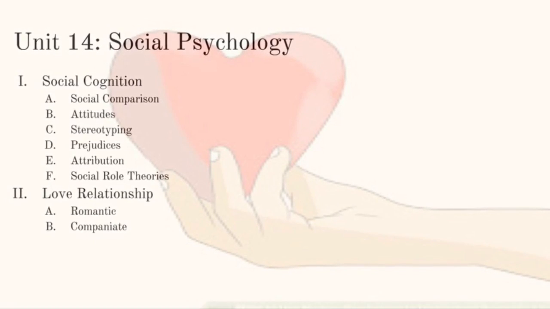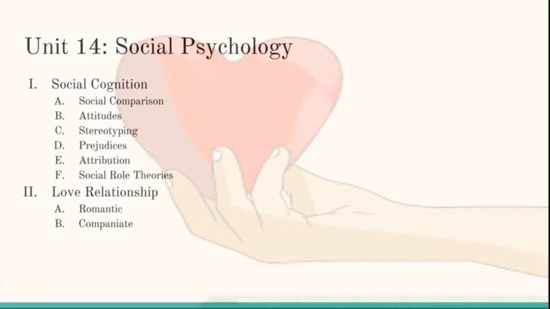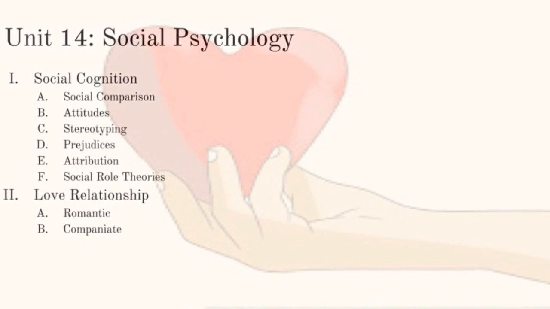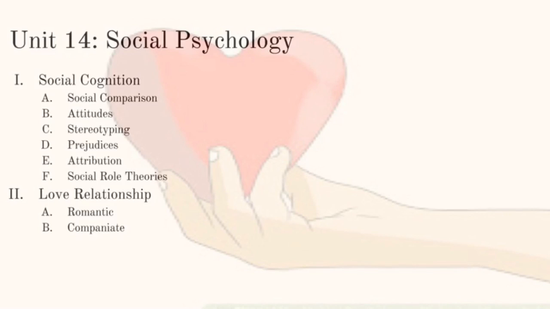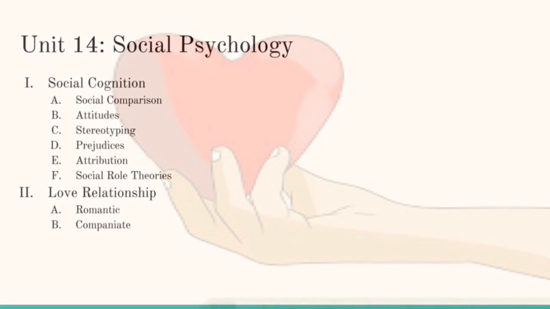Self-concept, self-esteem, self-consciousness, self-monitoring, and self-perception theory are all parts of the self. Group polarization, social facilitation effect, bystander effect, conformity, and compliance are all part of group dynamics.